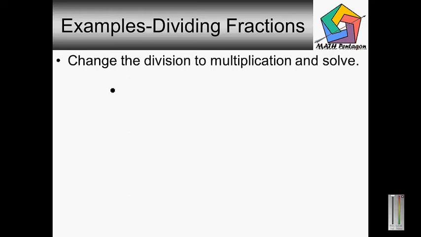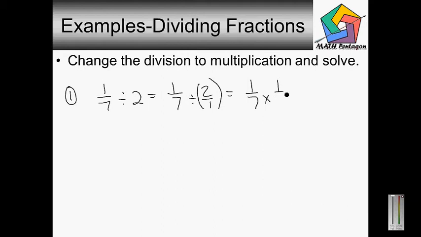Okay, we want to change the division to multiplication and solve. So we got 1 over 7 divided by 2. So we have 1 over 7 divided by 2 over 1. We got to flip this over, the reciprocal. So it'll be 1 over 7 times 1 over 2. So 1 times 1 is 1, and 7 times 2 is 14. So our answer is 1 over 14.